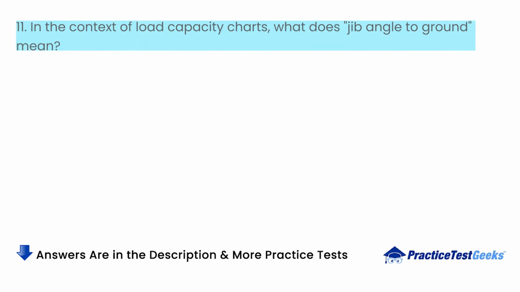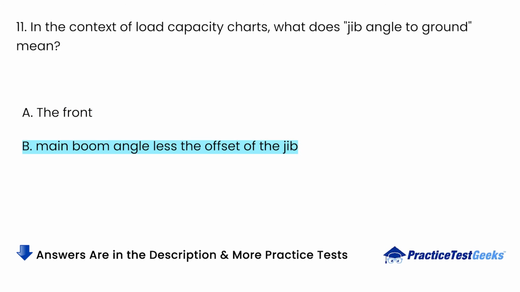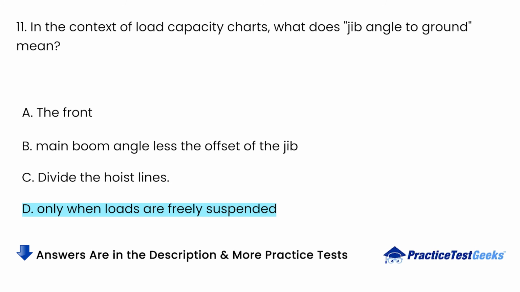In the context of load capacity charts, what does jib angle to ground mean? A. The front. B. Main boom angle less the offset of the jib. C. Divide the hoist lines. D. Only when loads are freely suspended.